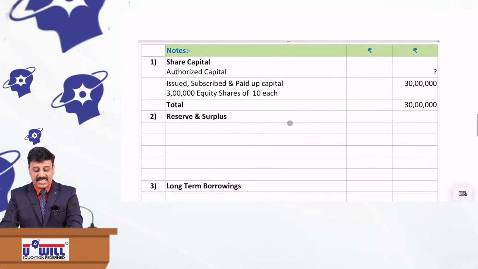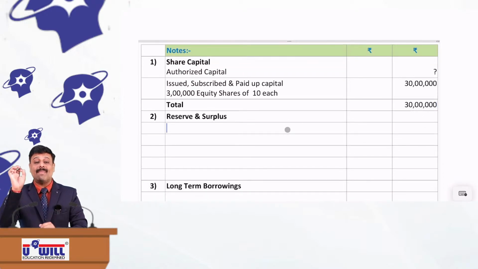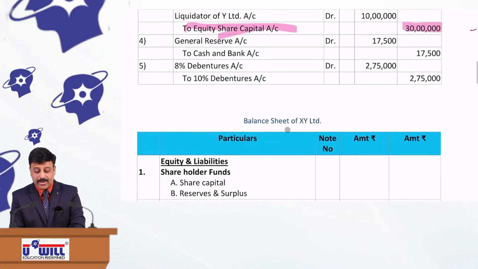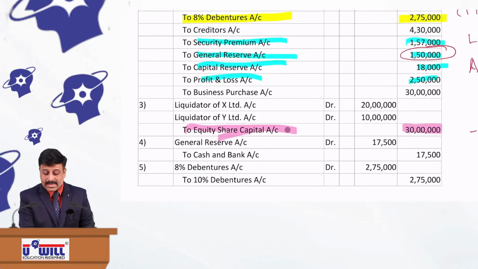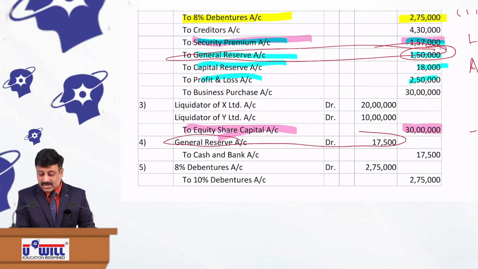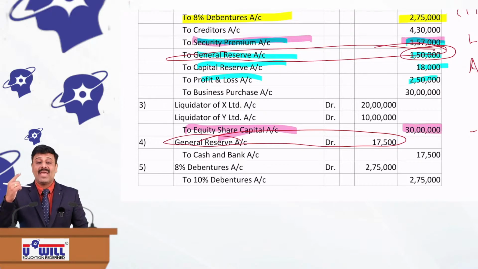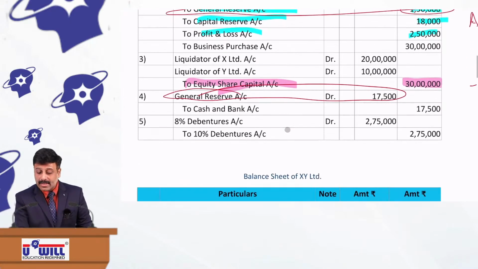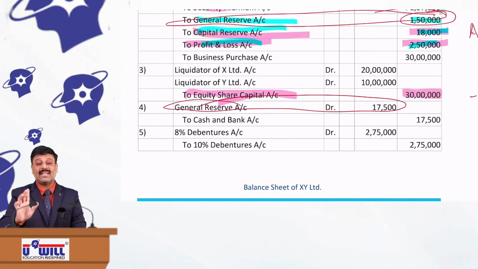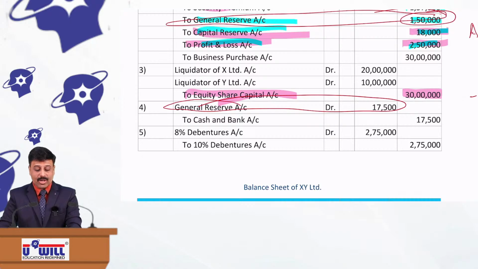Now the second note is reserves and surplus. What did I tell you? This entire balance sheet will come from journal entries only. See your journal entries. Securities premium will come with 1,57,000. General reserve will come with 1,50,000 minus 17,500 that we have utilized in paying for expenses. Then capital reserve will come with 18,000. Profit and loss account will come with 2,50,000. All these items will come in reserves and surplus. Let's record them one by one.